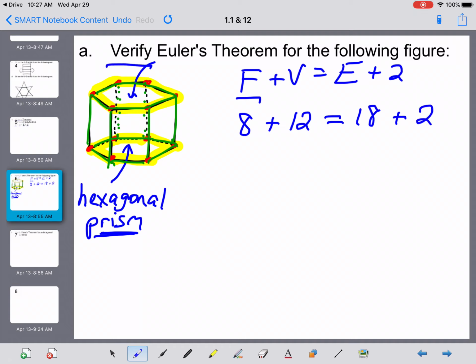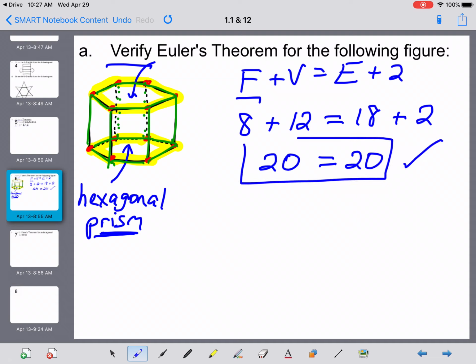And when they say verify, we're just supposed to write this out and then make sure we get a statement that is true. So let's go ahead and simplify the left side. The 8 plus 12, hopefully we don't need a calculator for this, guys, is going to get us 20. And on the right side, the 18 plus 2 is going to get us 20 as well. So sure enough there, we have verified Euler's theorem for this particular hexagonal prism. All right, that one worked out just fine.